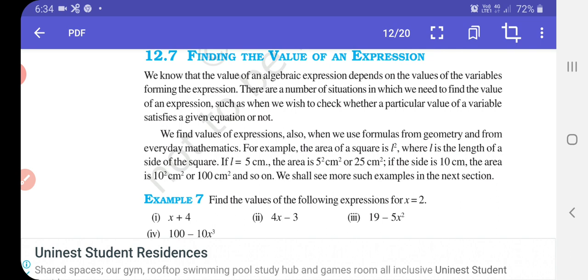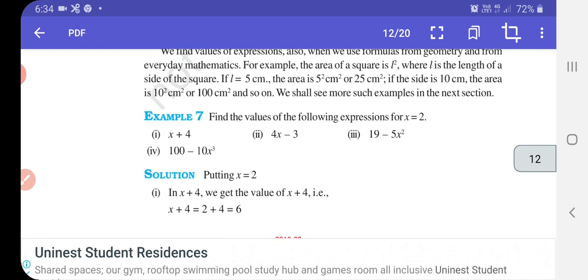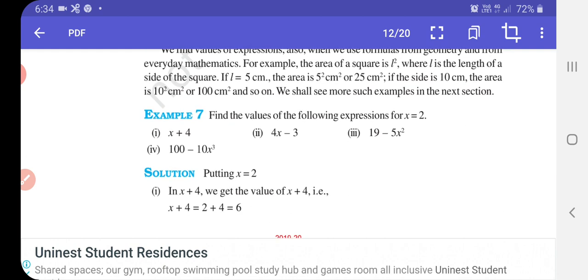Okay, understand. See example number 7. Find the value of the following expression for x is equal to 2. Whatever expression is given, you have to put x is equal to 2 in this expression. Here x plus 4 is given, so what you do, in place of x you put 2. Okay, so it becomes 2 plus 4, that is 6.